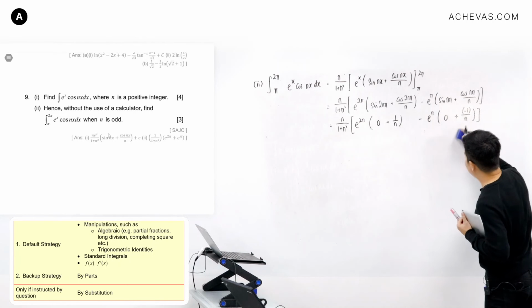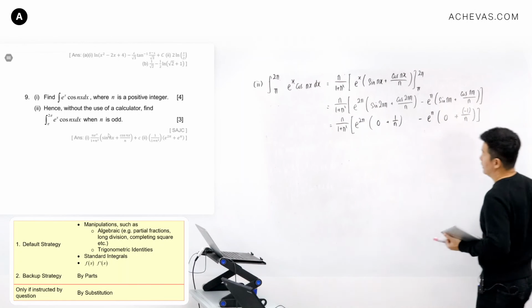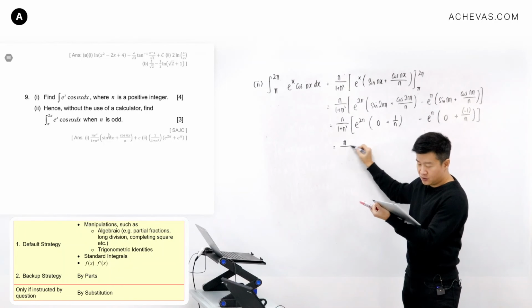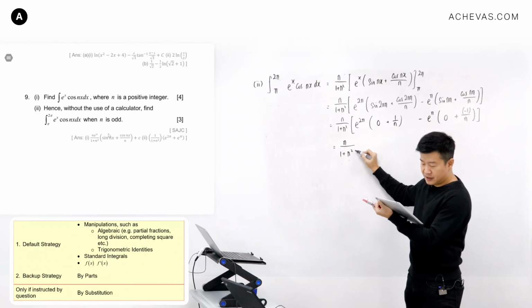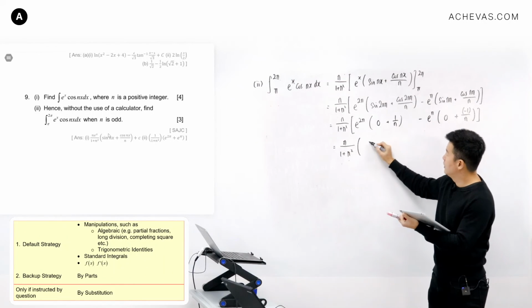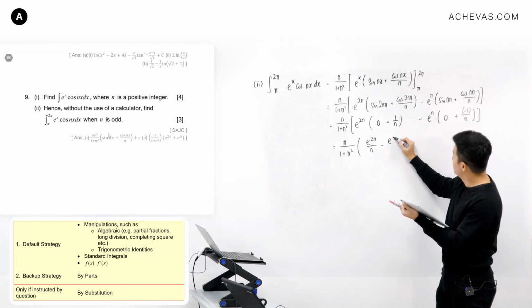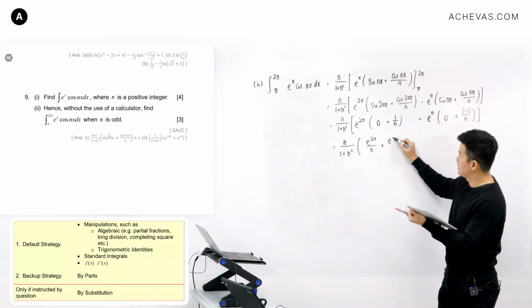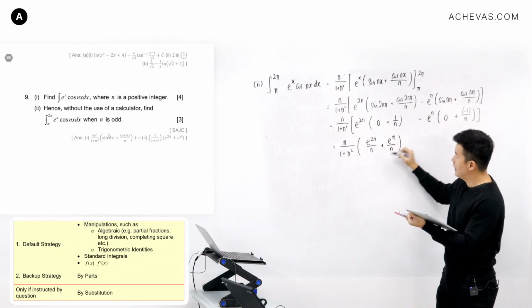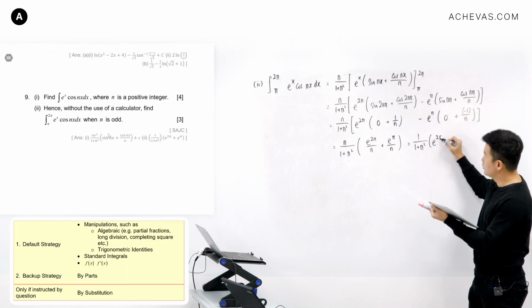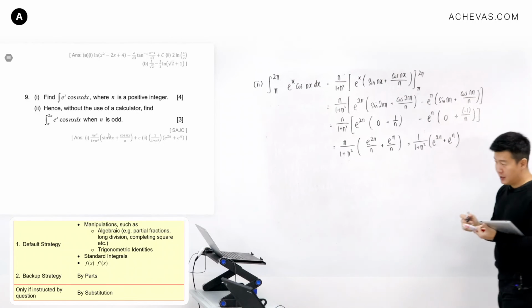And now we have evaluated this, and my final answer is going to be equal to n over 1 plus n square of e to the power of 2 pi over n minus e to the power of minus, become plus e to the power of pi over n. N and n can be cancelled, so I have 1 over 1 plus n square of e to the power of 2 pi plus e to the power of pi.